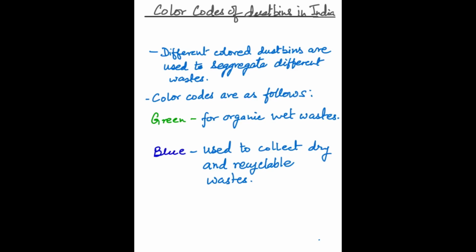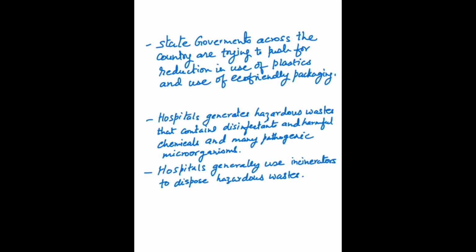So coming to the next part, what is the color code of dustbins in India? Different color dustbins are used to segregate different waste. Simply you can say the green is for organic wet waste, while the blue one is for recyclable waste like plastic waste, etc. And state governments across the country are trying to push for reducing the usage of plastics and increasing the use of eco-friendly packaging.